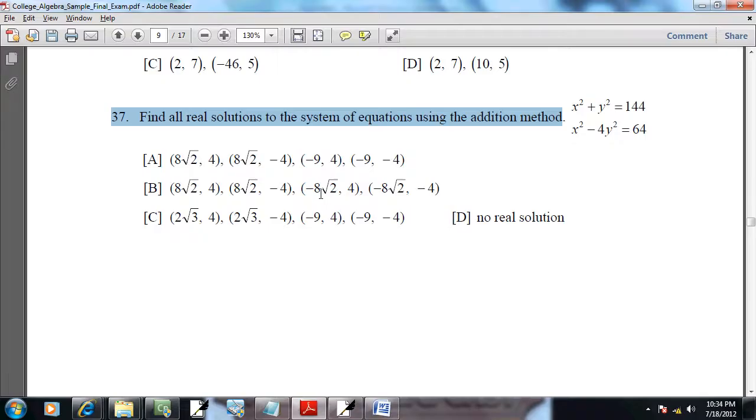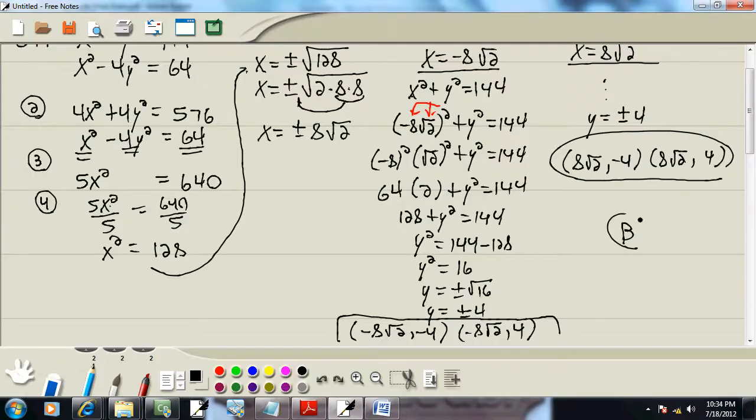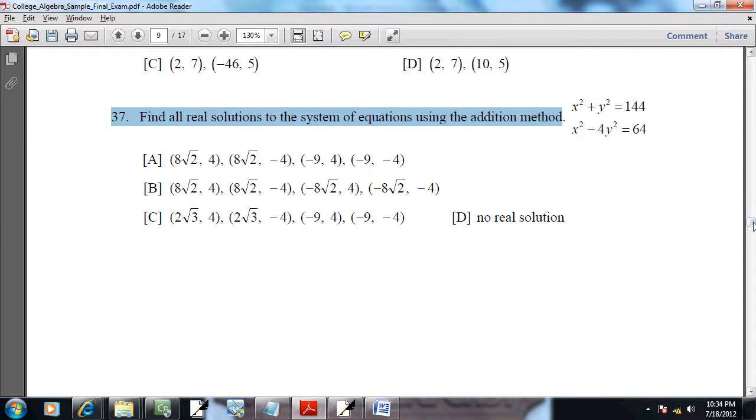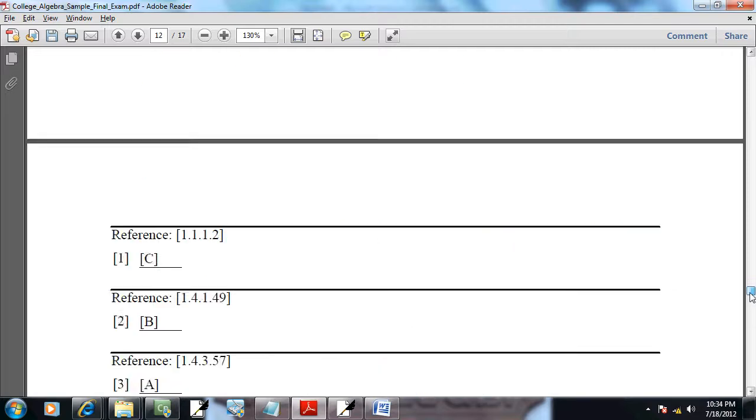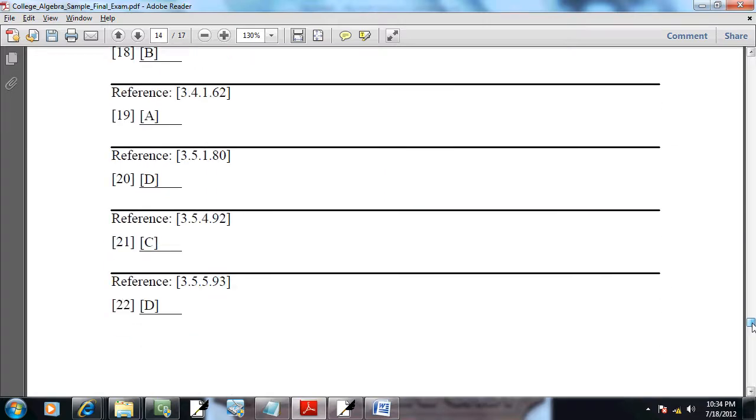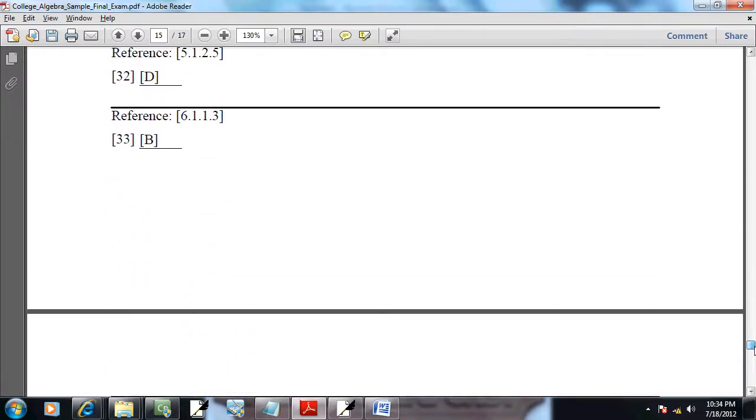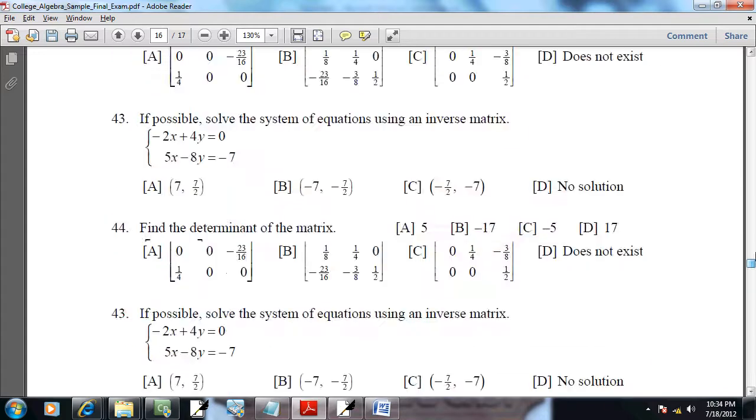8 square root of 2, 4, negative 4. It looks like B as in Bill would be our answer. So let me go check that. 37B. And get there eventually. There it is. Okay, that checks.